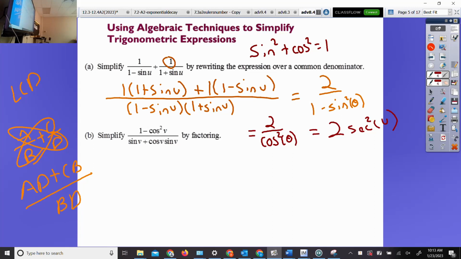Next one's got your favorite F word. Friends. Only if it's with benefits. No, nothing. Solve by factoring. Fudge.